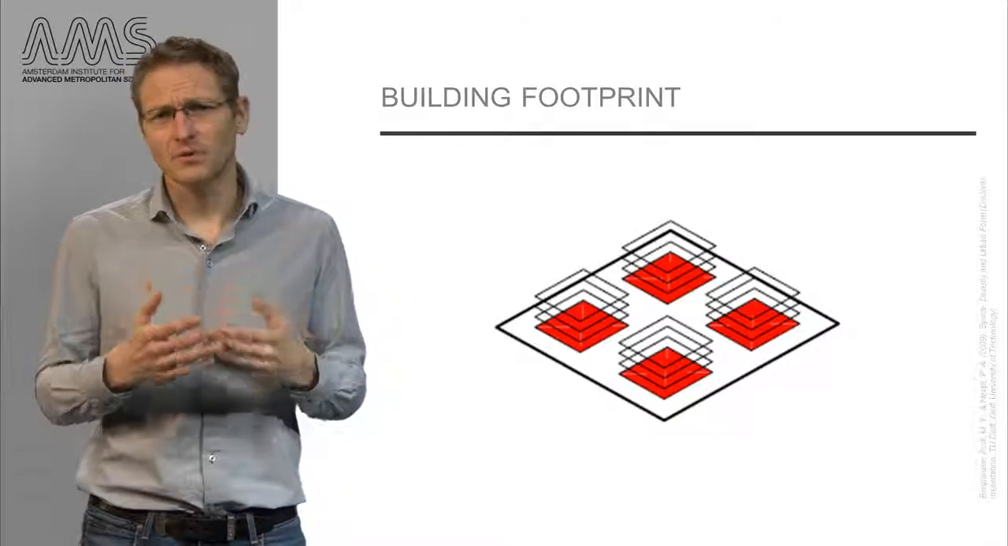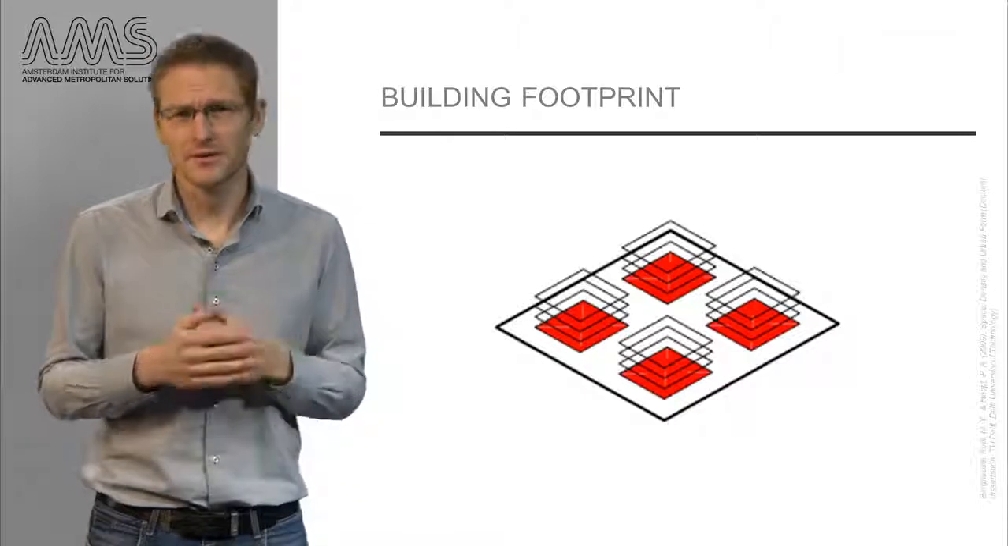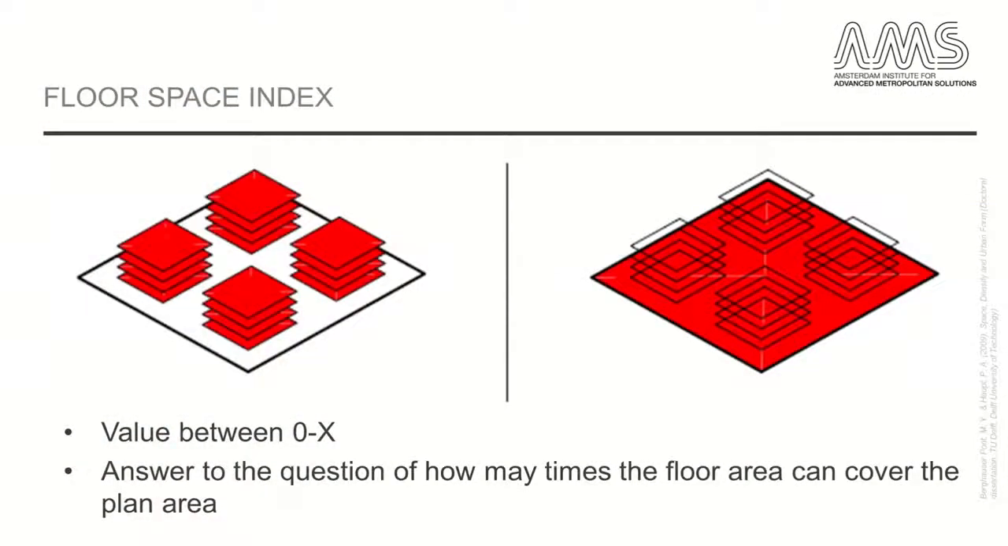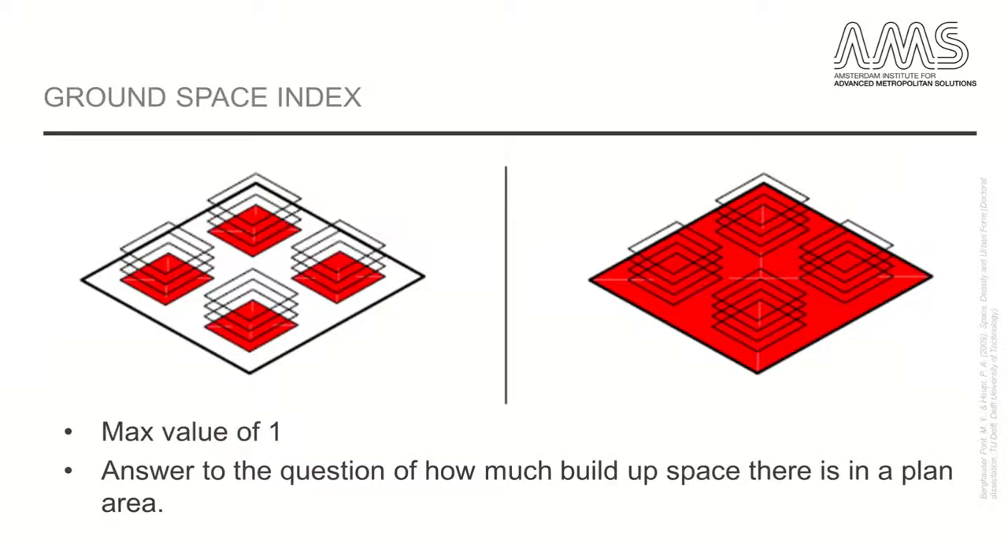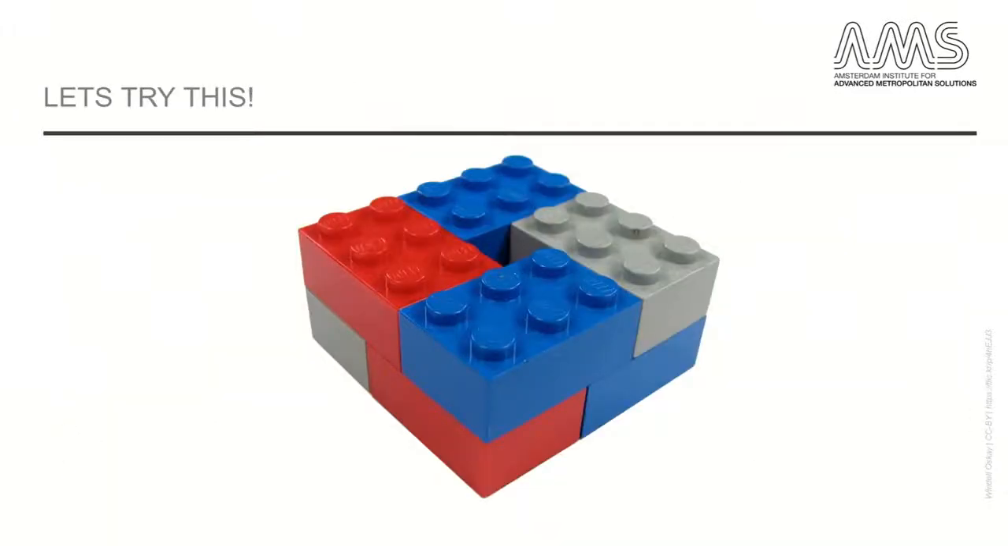From these variables, two indicators can be derived. The floor space index can take the value of between 0 and any number. It is calculated by dividing the floor area by the reference area. It answers the question of how many times the floor area can cover the plan area. The ground space index can take a maximum value of 1. It answers the question of how much built-up space there is in a plan area. So let me explain this using some Lego cubes.